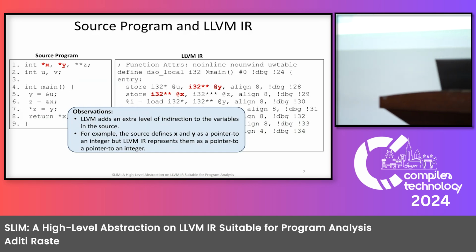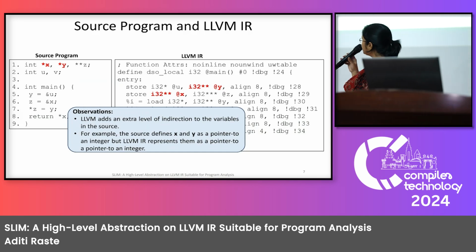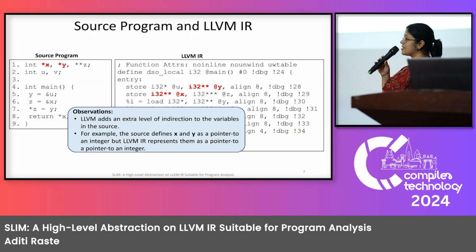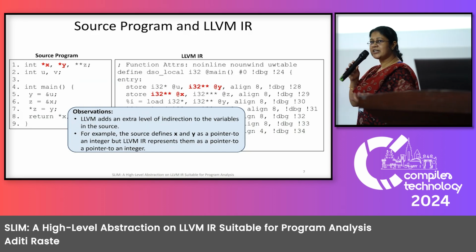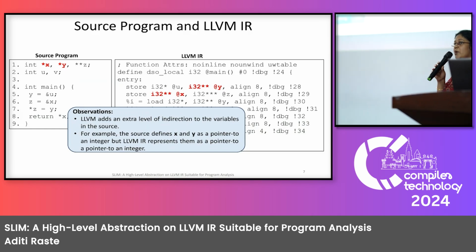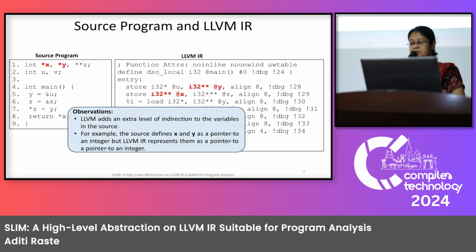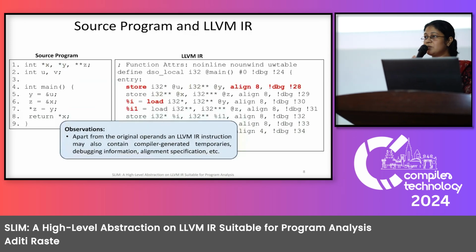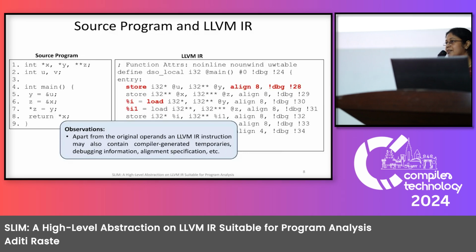Now, this adds an extra level of indirection to the source programs, and this conflicts with their original definition. For example, in the source program, we see that x and y are the variables defined as pointers, but in the LLVM IR, they are used as pointers to pointers. Also, apart from the original operands, an LLVM IR instruction may also contain some compiler-generated temporaries, debugging information, alignment specification, etc.